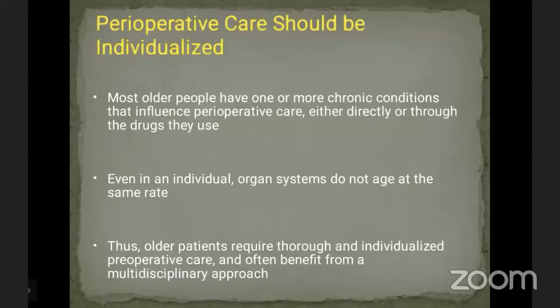This slide emphasizes the fact that perioperative care should be individualized. It's not only a checklist that physicians go through, it's about addressing different problems for different patients. For example, most older people have one or more chronic conditions that influence perioperative care, either directly or through drugs. And even within an individual, organ systems don't age at the same rate. For these reasons, elderly patients require thorough and individualized preoperative care and often benefit from a multidisciplinary team approach.